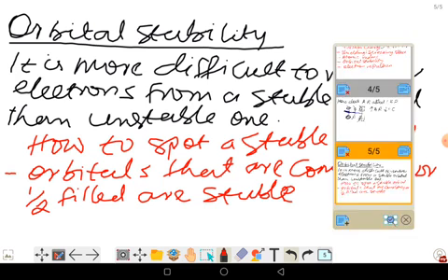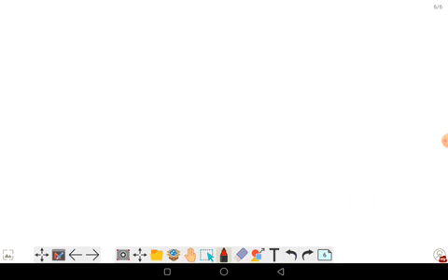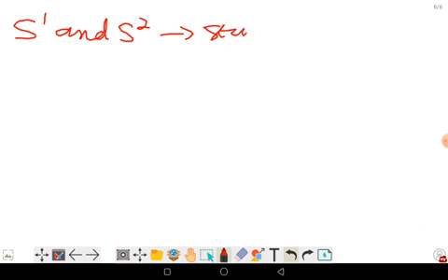So this means that s1 and s2 are stable, because s will only contain a maximum of 2 electrons. So half of 2 is 1. So p3 and p6 are equally stable.